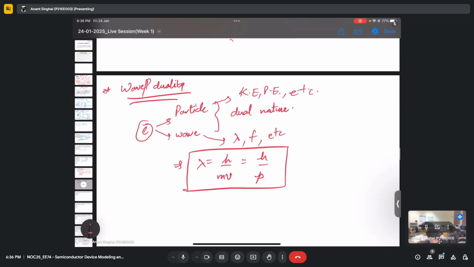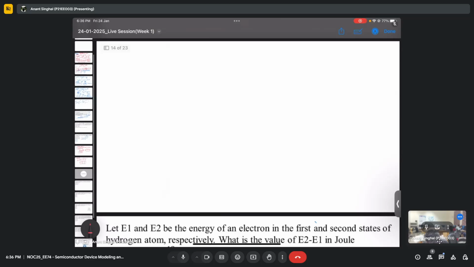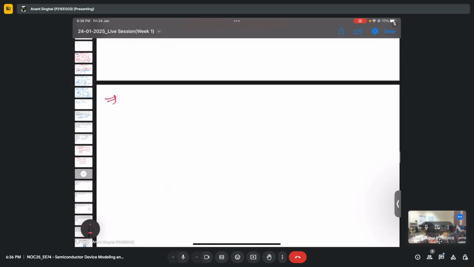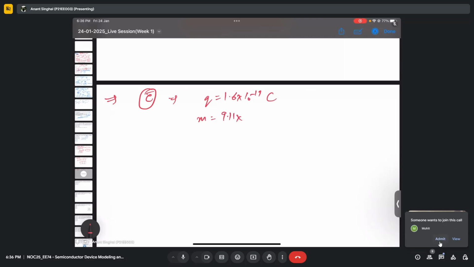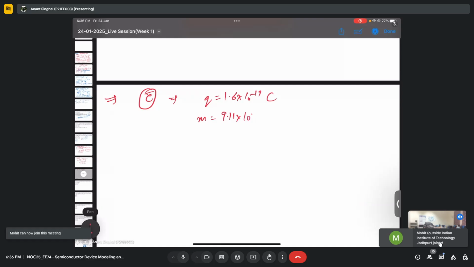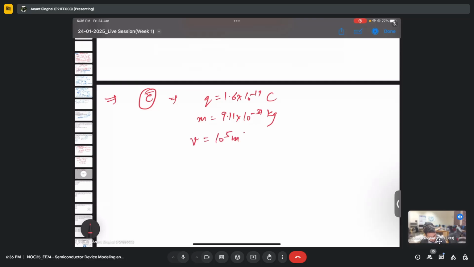So if I give you a very basic example, let's say we have an electron, as the question suggested. Let's say it has a charge of 1.6 times 10 to the power minus 19 coulomb. Then let's say the mass of the electron is 9.11 times 10 to the power minus 31 kg. And let's say the velocity of the electron is something around 10 to the power 5 meter per second.